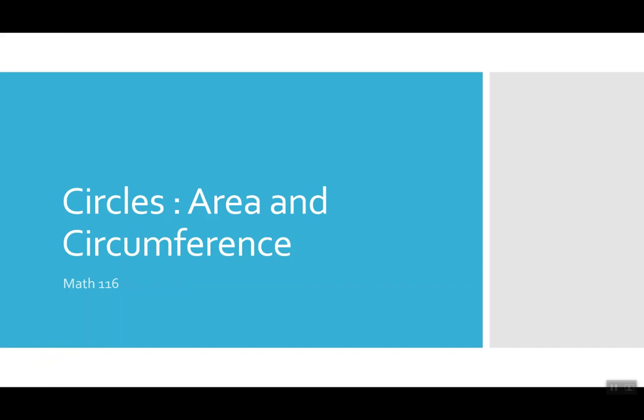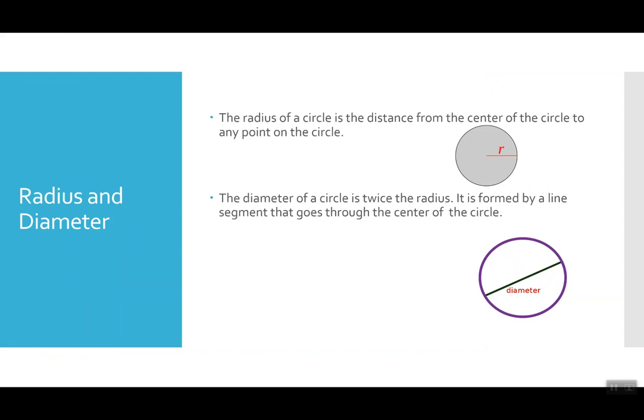Our discussion on circles has two parts. Today we will discuss area and circumference. The radius of a circle is the distance from the center of the circle to any point on the circle. The diameter of a circle is twice the radius. It is formed by a line segment that goes through the center of a circle.